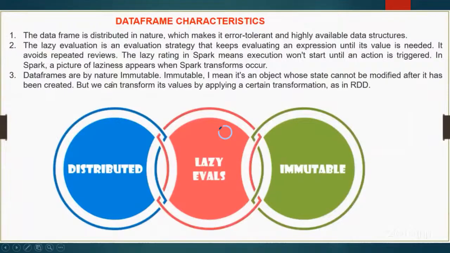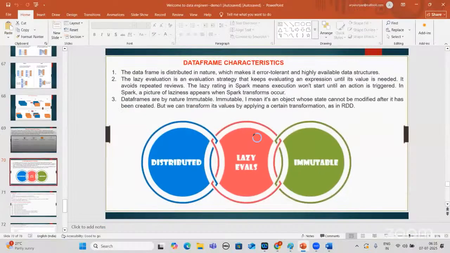Data frames are by nature immutable. Immutable means an object whose state cannot be modified after it has been created. Once we create an RDD, it is not going to be altered. In the same way, a data frame cannot be altered once created. We need to take it into another variable and load that into another data frame. That is the only way you can change your data frame. Once created, the data frame stays like that. It never changes.